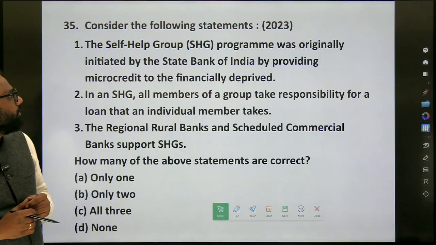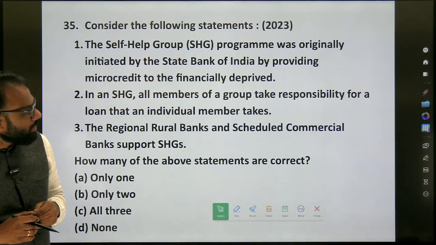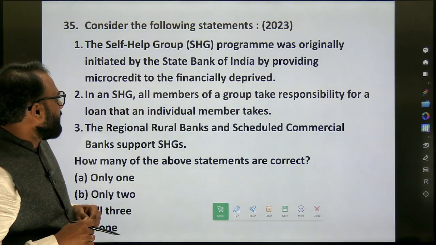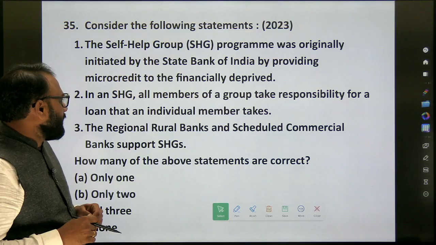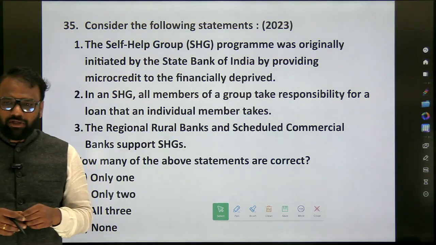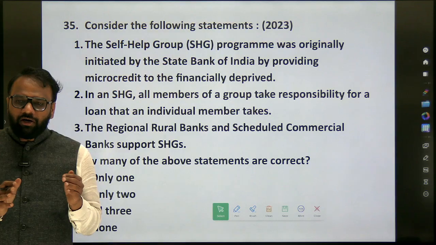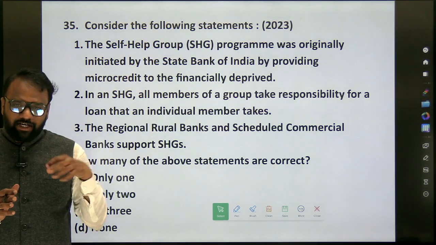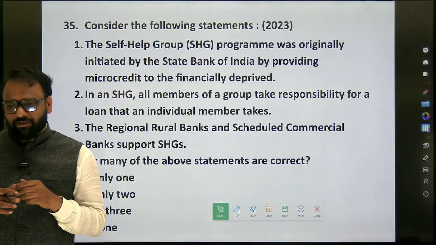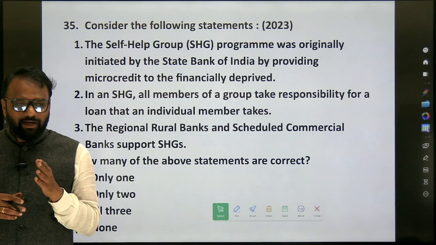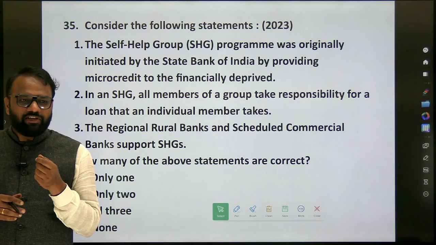Next, self-help group. The self-help group program was originally initiated by the State Bank of India by providing microcredit to the financially deprived. Here we can consider this as part of current affairs, or as part of static itself, because if you look at the mains syllabus, self-help groups are explicitly mentioned.